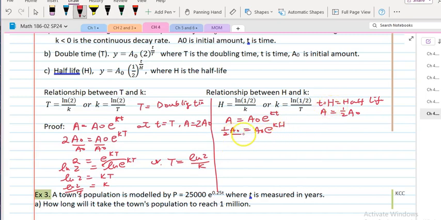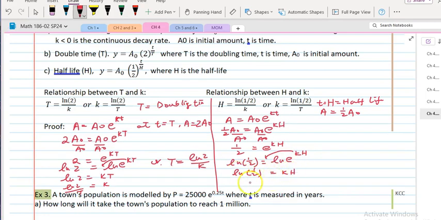And then we do just the same thing. We divide by A0. You can say 1/2 is equal to e to the kh. Take ln of both sides: ln 1/2 equals ln e to the kh. And this moves to the front, and ln e is 1. That means ln 1/2 is equal to k times h.